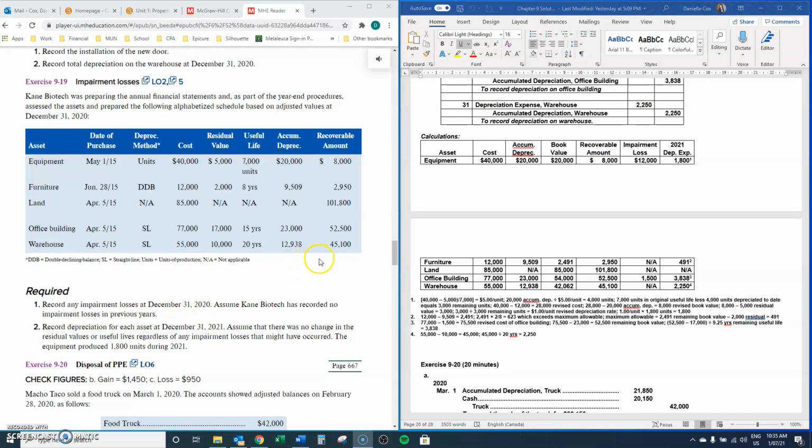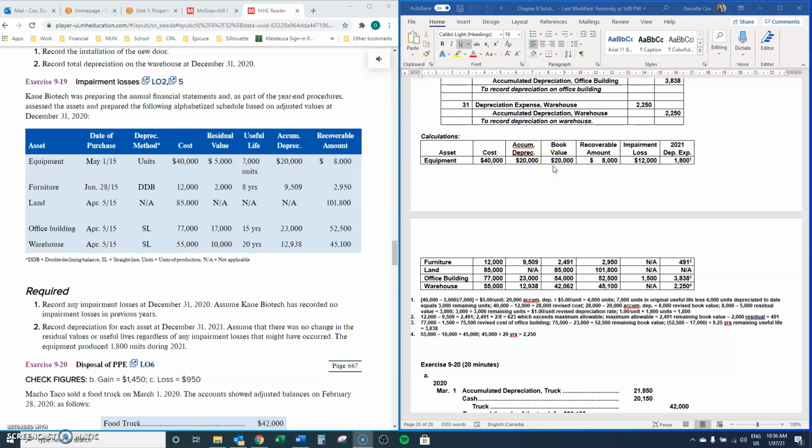When we're looking at impairment, we want to compare book value to recoverable amount. Book value is our cost less our accumulated depreciation. So we take each item, equipment, furniture, and our costs and accumulated depreciation are given. From that we can work out our book value. And then we're given the recoverable amount. So we need to compare book value to recoverable amount.